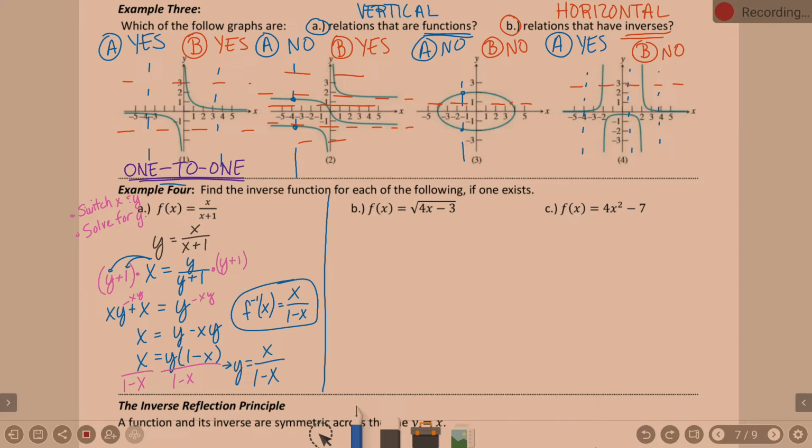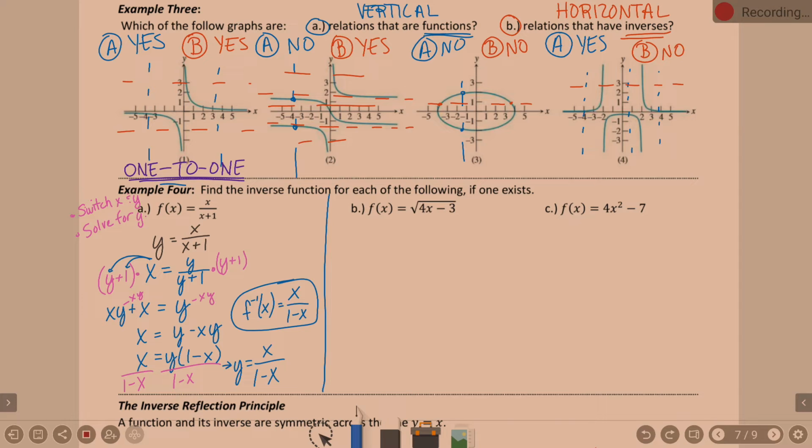So technically, couldn't you just put the graph into the calculator and do the horizontal line test to find out if it has an inverse? Yes, you could, but this question was to find the inverse. This question is, what's the equation of the inverse? Okay.